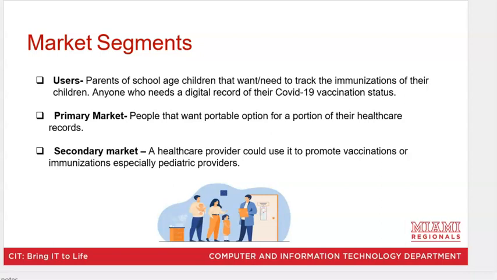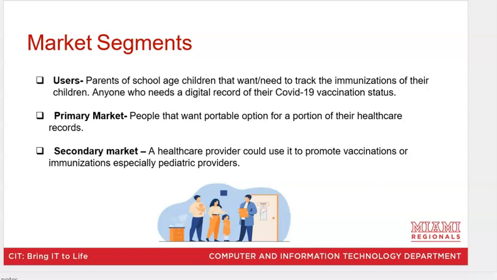The market segment are the users will be parents of school-aged children who want to track the vaccination of their children, or anyone who wants a digital record of COVID-19 vaccination status. The primary market would be people that want to have a portable option for their healthcare records. Right now, there really isn't a very good option for that, so this will give people a portable option, which could also lead to expanding to different healthcare records as time goes on.